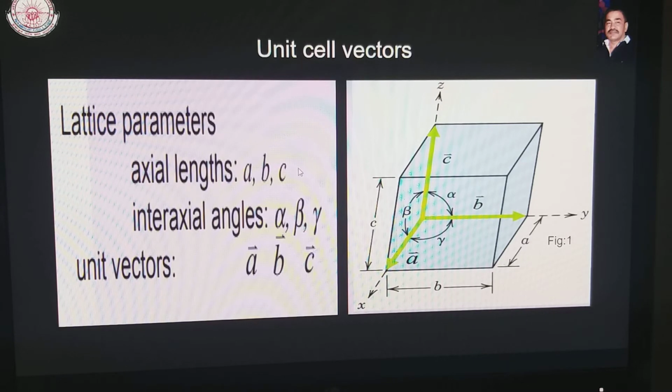Unit cell vectors. There are some important parameters in case of unit cell vectors. First of all, the lattice parameters: the a, b, c axial lengths along the x, y, z axes, the interaxial angles alpha, beta, gamma, and the unit vectors a vector, b vector, and c vector. Alpha is the angle between the y-axis and z-axis, beta is the angle between the z-axis and x-axis, and gamma is the angle between the x-axis and y-axis. All these parameters are very important to describe a unit cell.